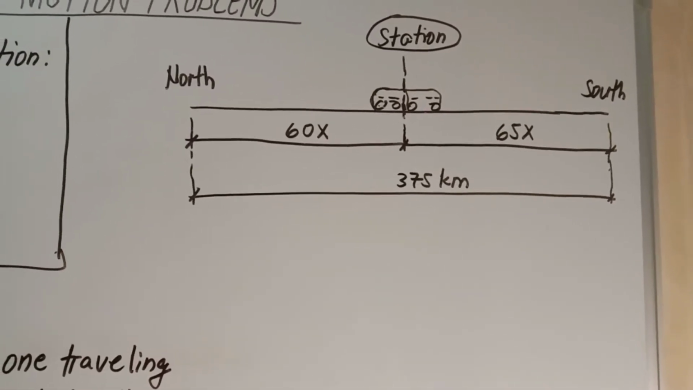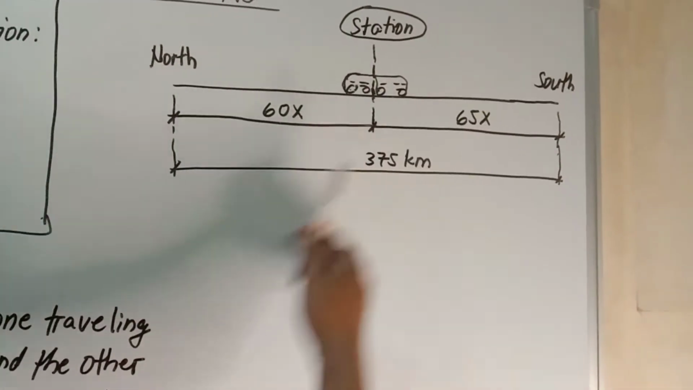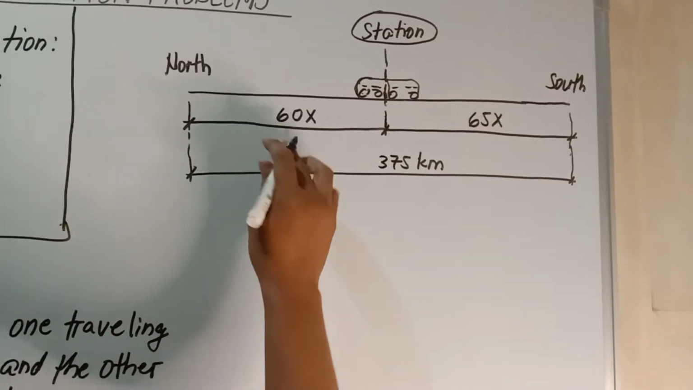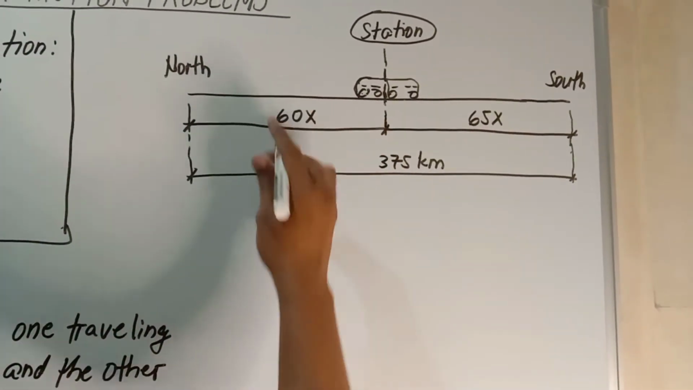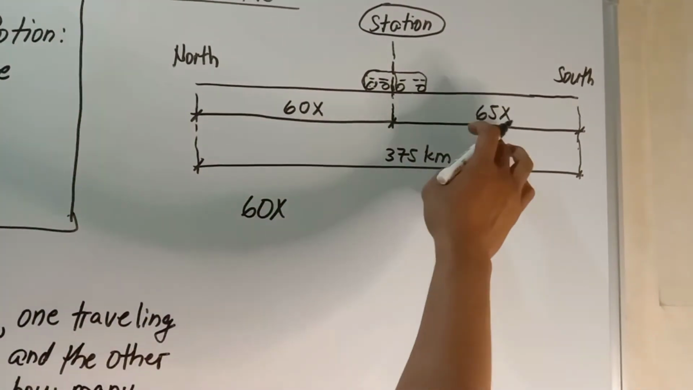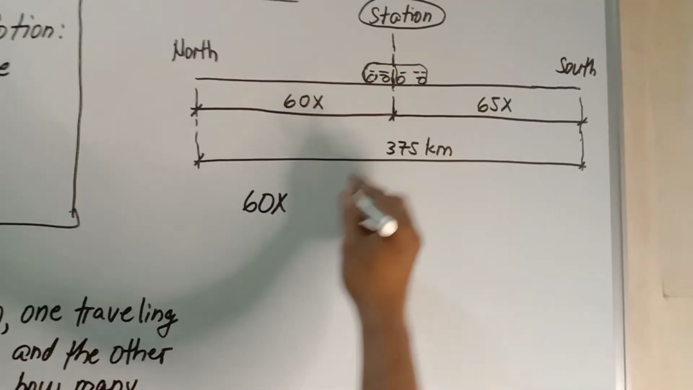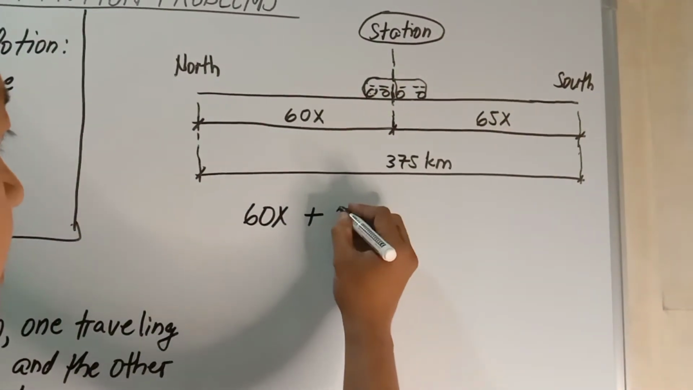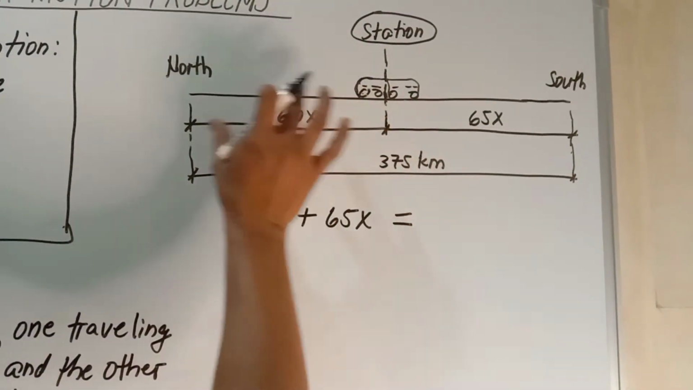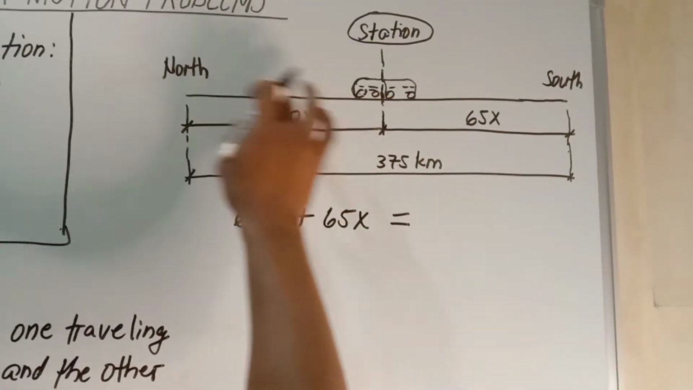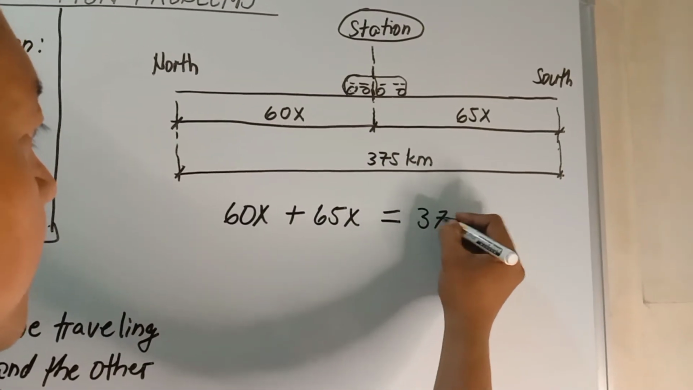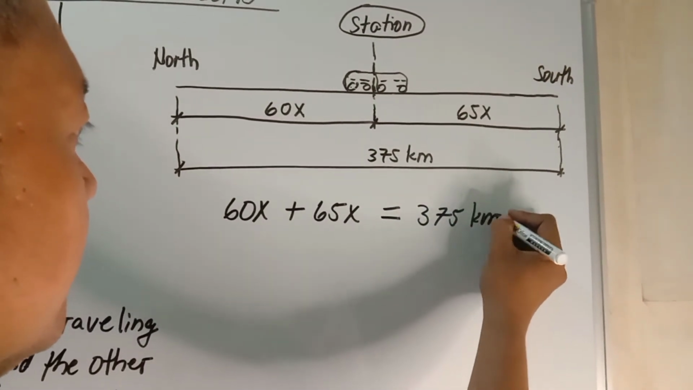Now, to make an algebraic equation showing this relationship, we have the distance of the first bus going to north, which is 60x, plus the distance traveled by the second bus bound to south, plus 65x, which is equal to the total distance between the two buses traveled going to north and south, which is equal to 375 kilometers.